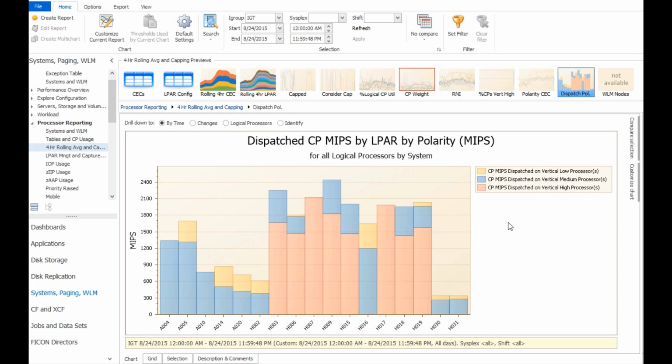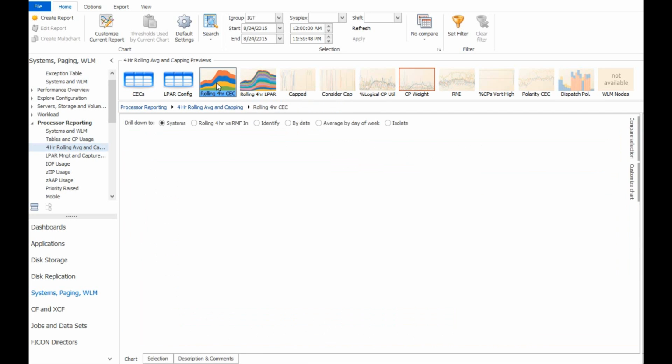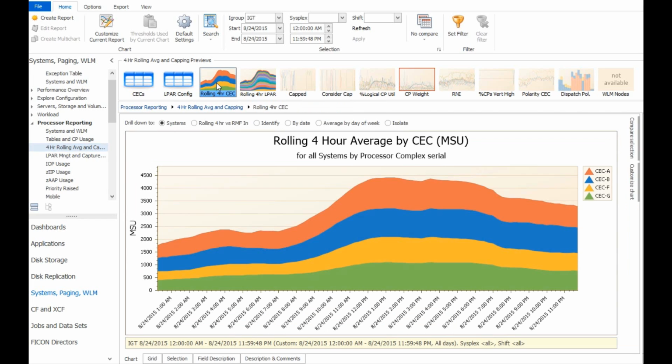Another important aspect of MLC reduction is to manage the peak 4-hour rolling average, the monthly peak for the month, because that's what the bill is based on. So it's very important to be able to understand the work that's running at that time so that you can see if there are steps you can take to reduce the peak, reduce how much higher the peak is than the other intervals during the billing month.